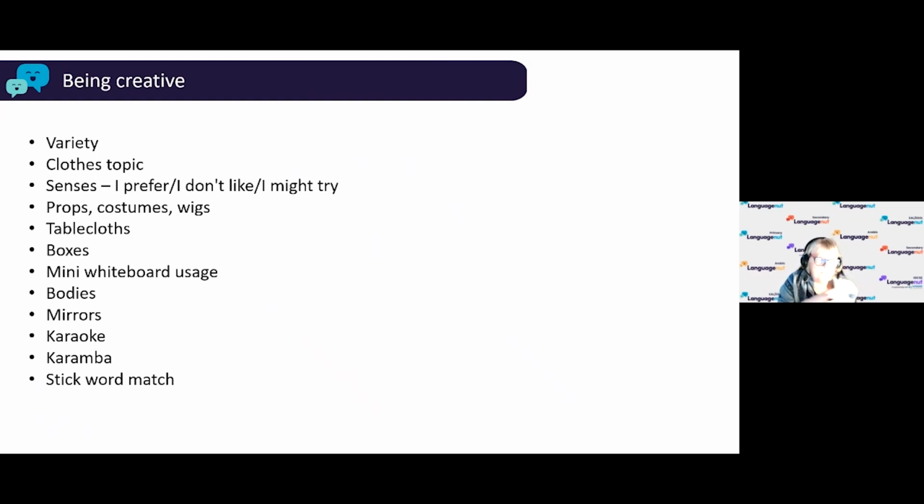When you're doing I prefer, I don't like, I might try, I've done things with senses. So I've done perfumes, or smells of items like coffee or chocolate, or things that you might want to taste, like different fruits. I remember doing it with different flavours of tea, and that way they buy into it, and they see, oh, it's quite interesting, I want to have a go at that.